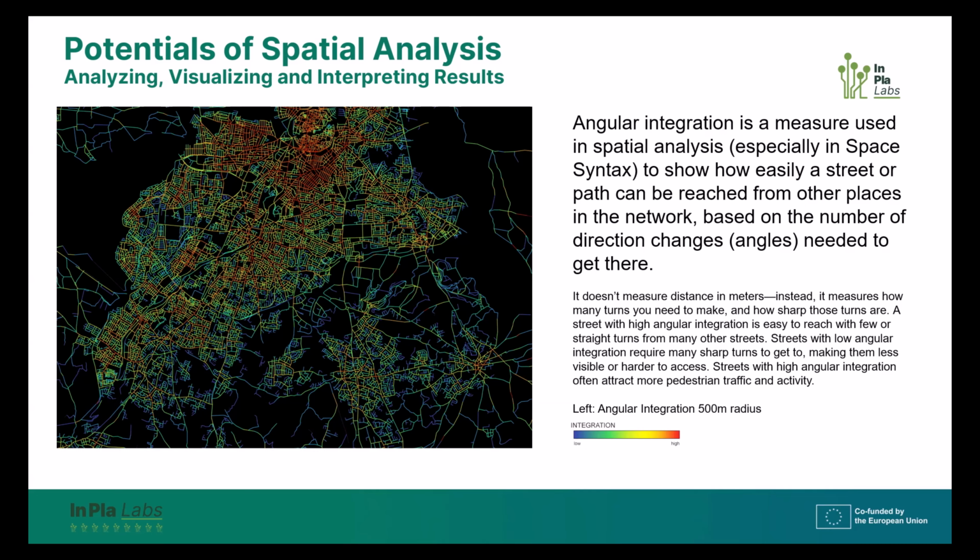So in a way, angular integration measures mental distance. This is my way of remembering it. It measures how many turns you need to make and how sharp in terms of angles those turns are. So streets with high angular integration require very few turns from other streets in order to reach them, while streets with low angular integration require many sharp turns to get to, which means they are less visible and harder to access.